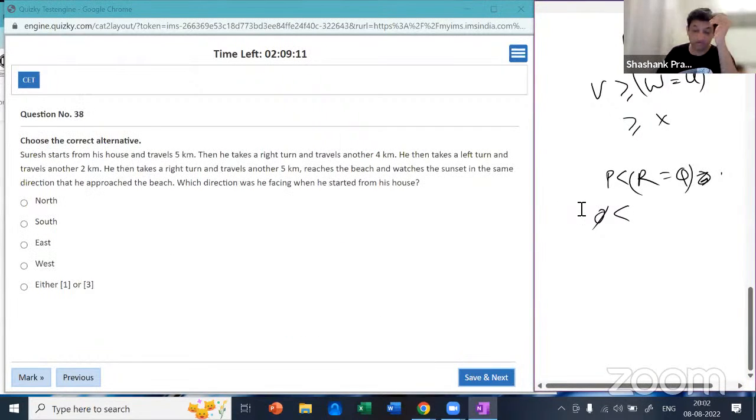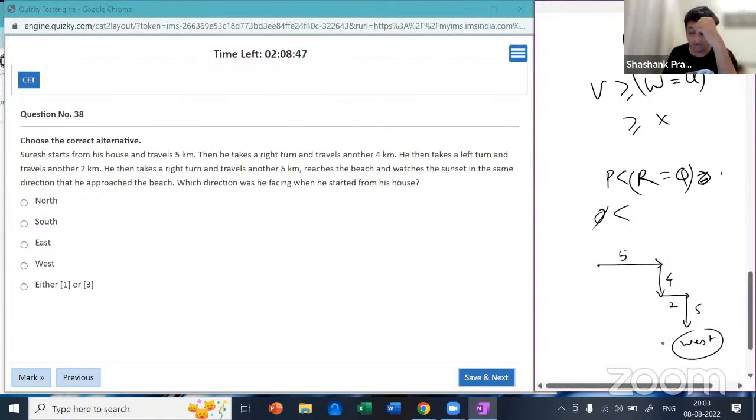Okay. Suresh starts from his house and travels 5 kilometers. Okay, we don't know which direction. Then he takes a right turn. Okay, let's say 5 kilometers here in this direction. Then he takes a right turn and travels 4 kilometers. Then he takes a left turn that way and travels another 2 kilometers. Then he takes a right turn and takes another 5 kilometers, reaches the beach and watches the sunset in the same direction. So he's facing west.